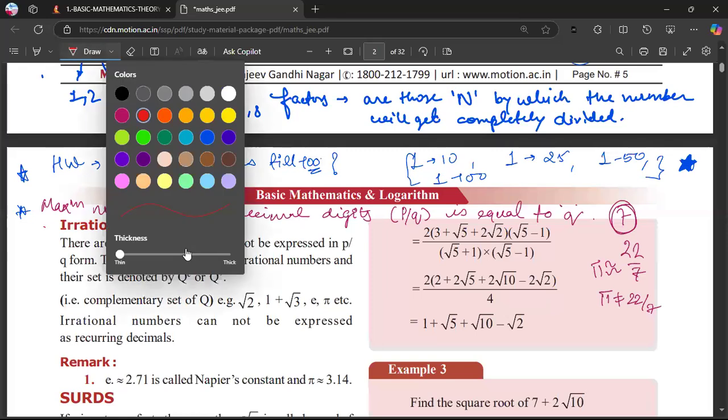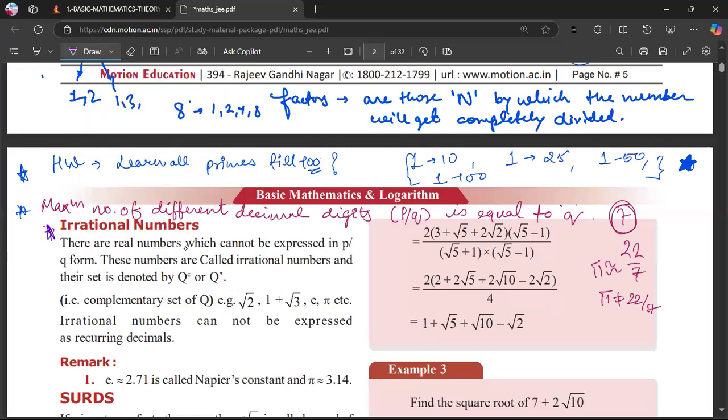So let's discuss irrational numbers. These are real numbers which cannot be expressed in P by Q form. These numbers are called irrational numbers, and the set is denoted by Q complement, or Q bar. The complement can be represented by C or Q apostrophe. So the complementary set of Q.